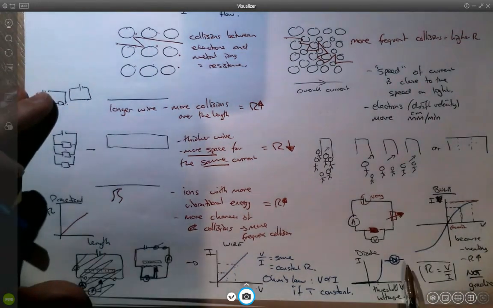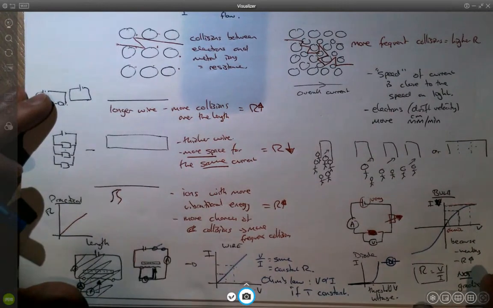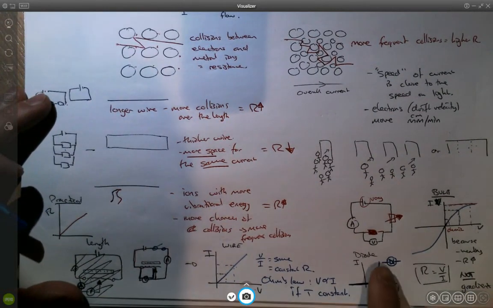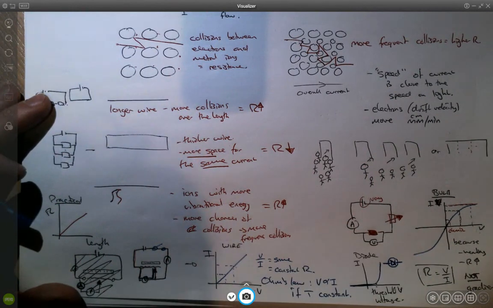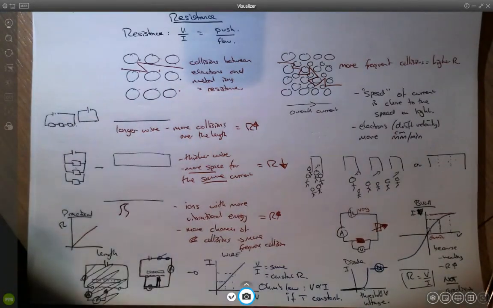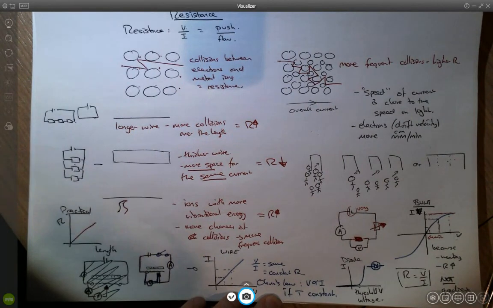And the uses for this really do come up in AC electricity, where we're turning AC into DC. But for now, they just need to be able to recognize this. So there we have it, resistance for GCSE.